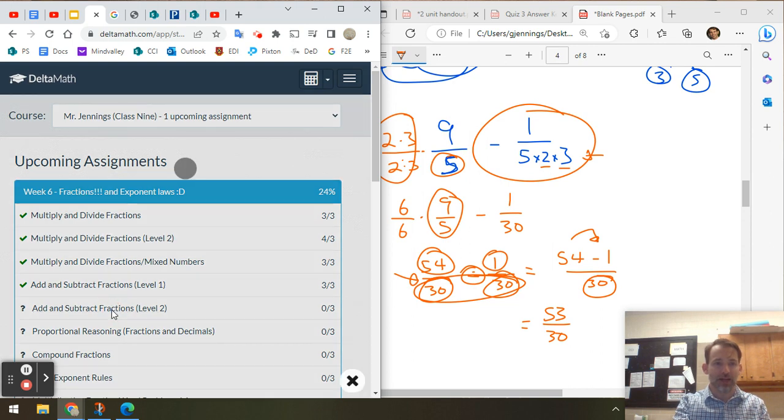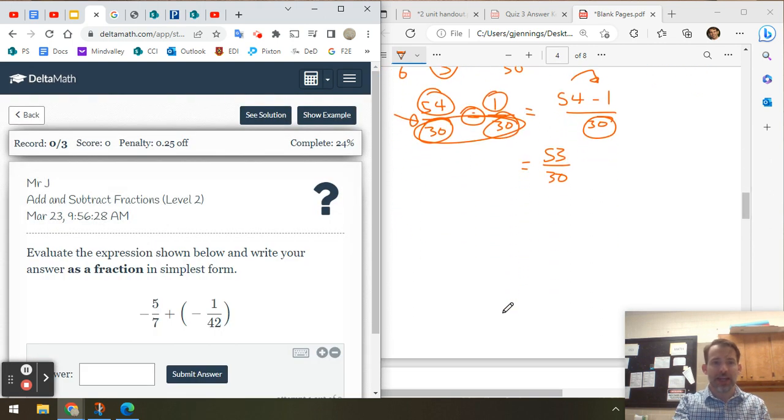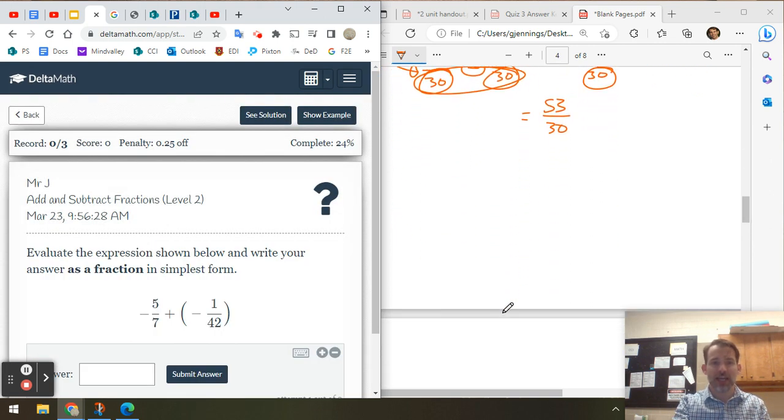Let's do level 2. All right, level 2. Negative 5/7 plus negative 1/42. All right, so this is a very math type problem. Both of them are negative, so I know the answer is going to be more negative. It's like a cold day that gets colder. It's going to be more negative.